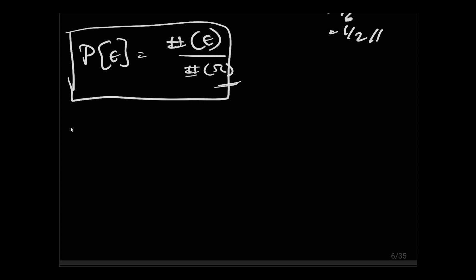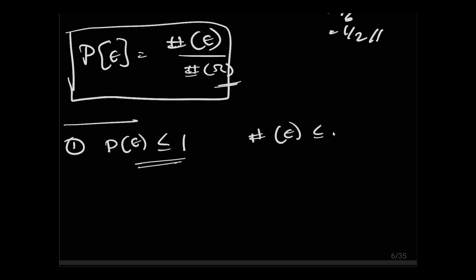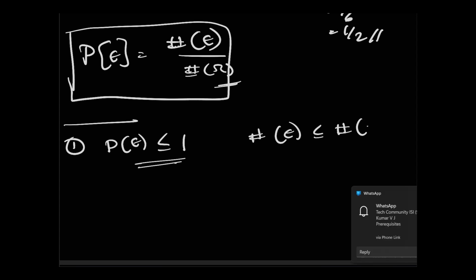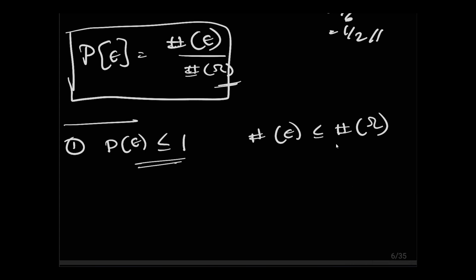Now let us do some basic properties of probability. The first one, the probability of any event will always be less than or equal to 1, since the total number of elements in E is less than or equal to the total number of elements in omega. Because E is a subset of omega, the number of elements in E is always at most the number of elements in omega.